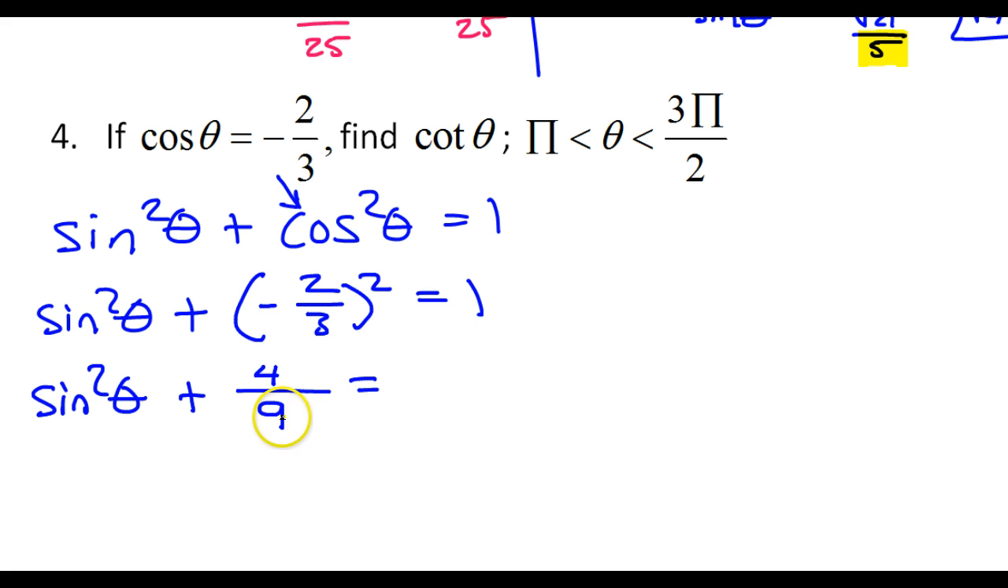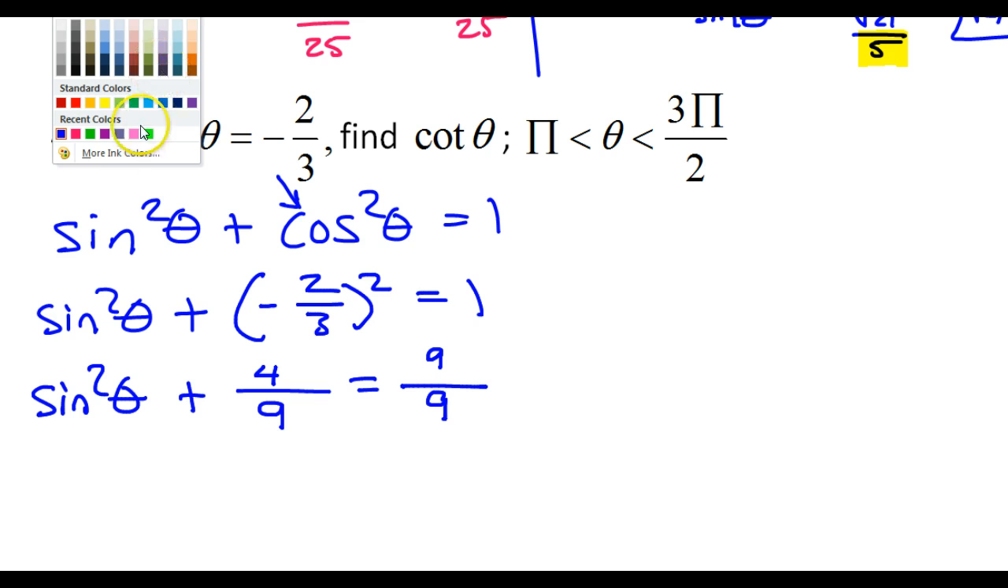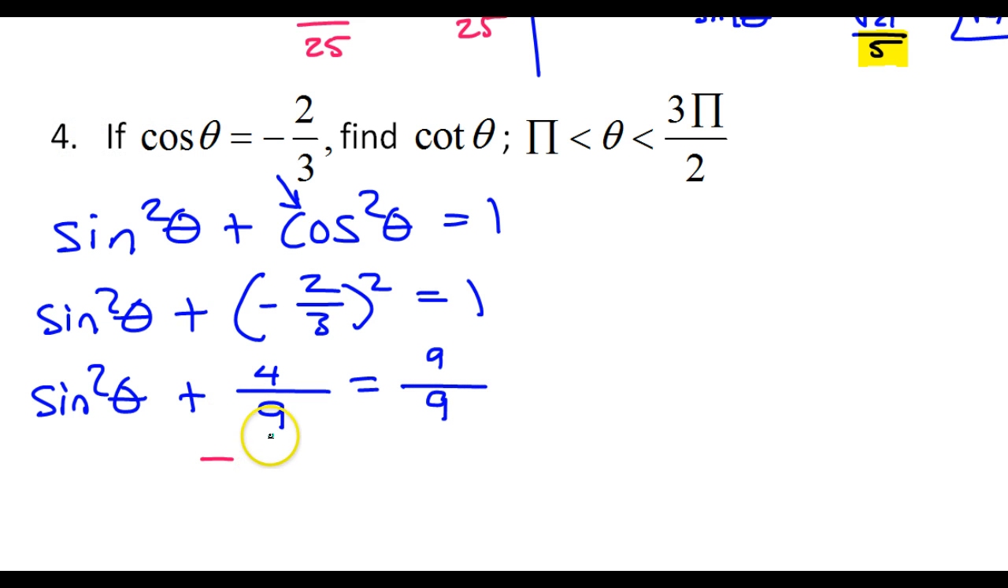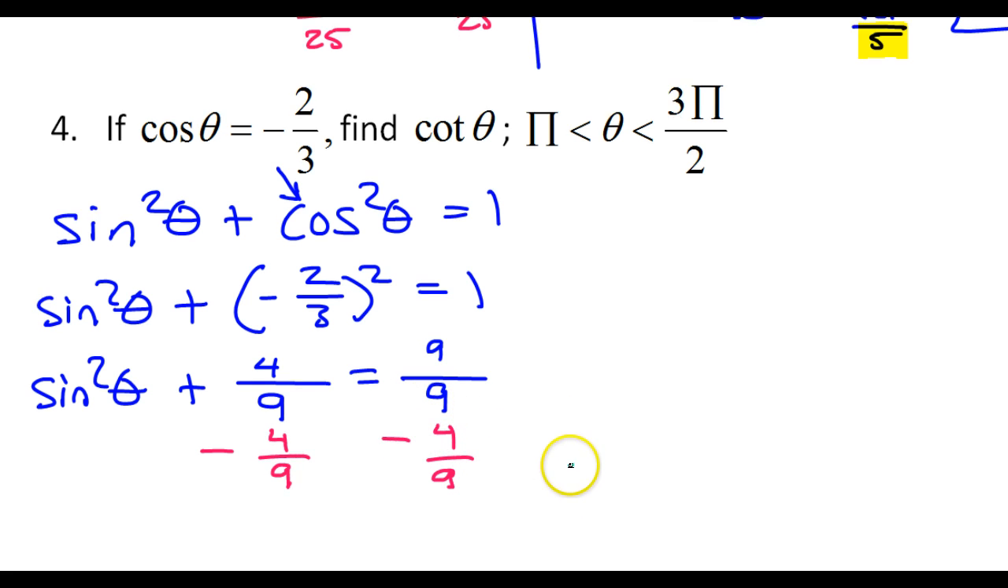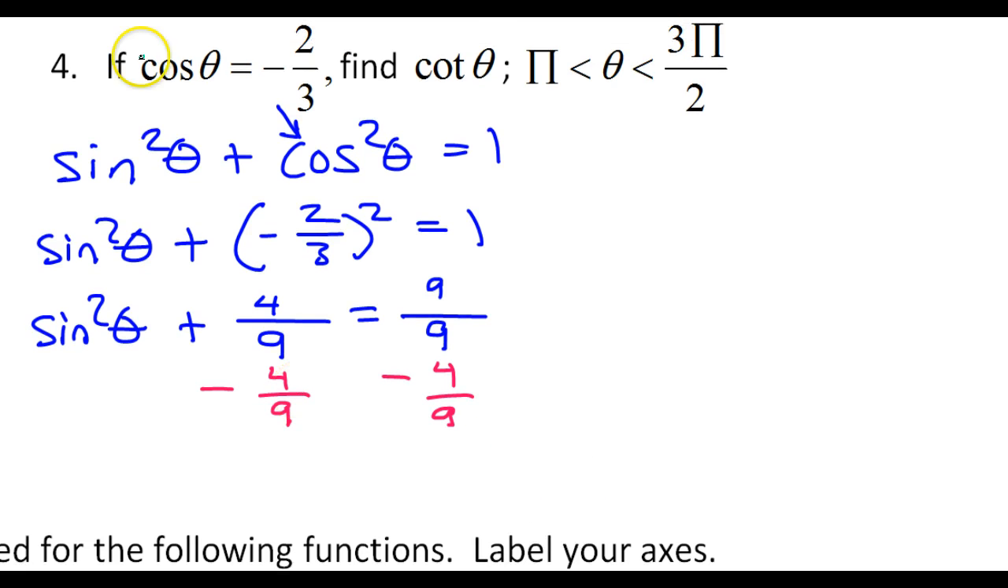I see the need for like denominators coming. Number 1 is my chameleon number. I can make it into anything over itself, like 9 over 9. So that makes it easy for when I subtract 4/9 from both sides. I've got like denominators ready to go. So that's going to leave me with sine squared theta is equal to 5/9.